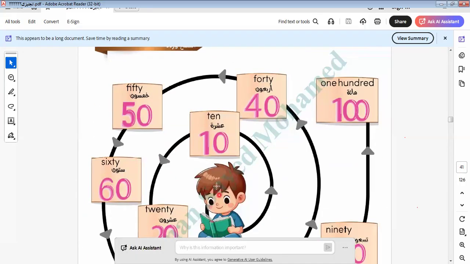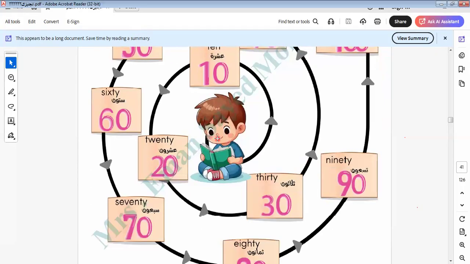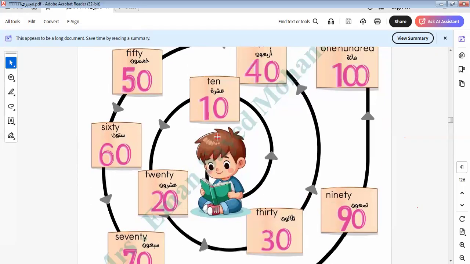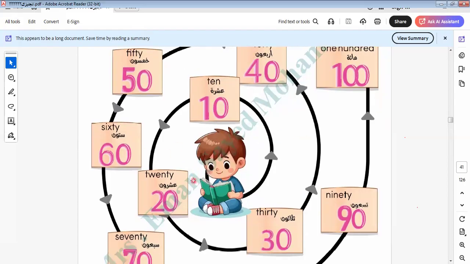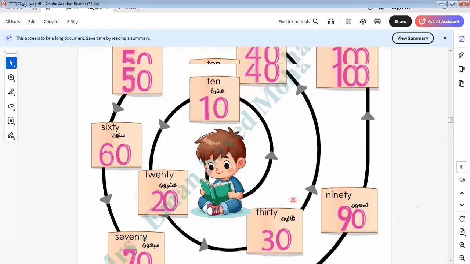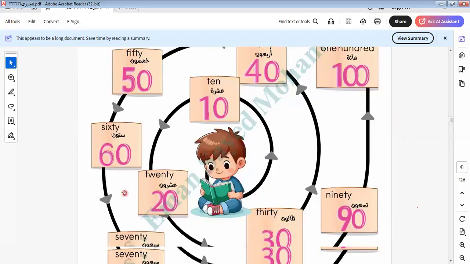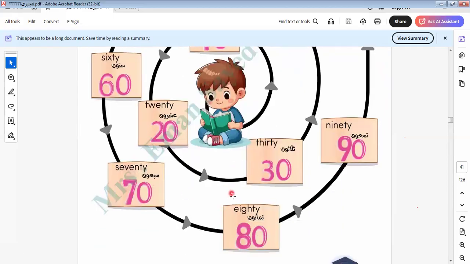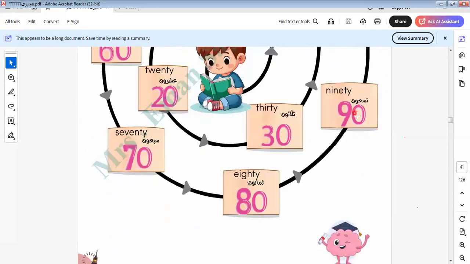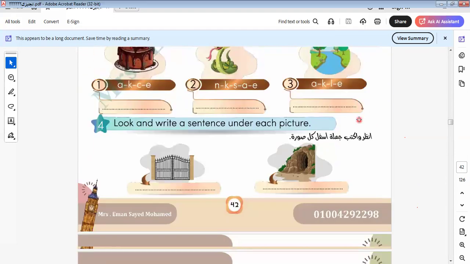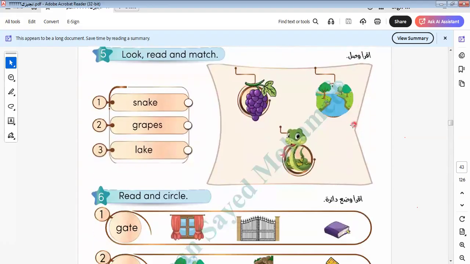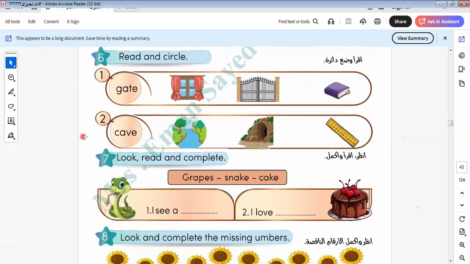Here are numbers, by tens. Like we say 10, 20, 30, 40. Here is 10, 20, 30, 40, 50, 60, 70, 80, 90, and 100. This is when we count by tens. Okay, let's do this exercise together. Here is a snake. Which one is snake? This one. Grapes, this one. Lakes, this one.